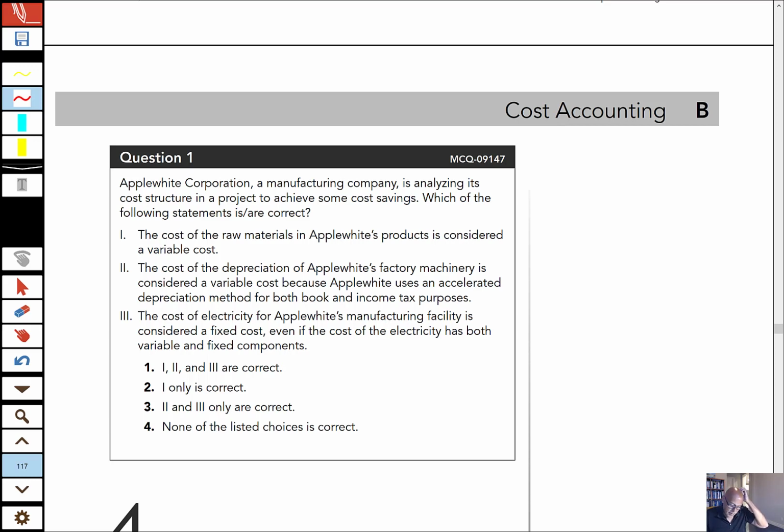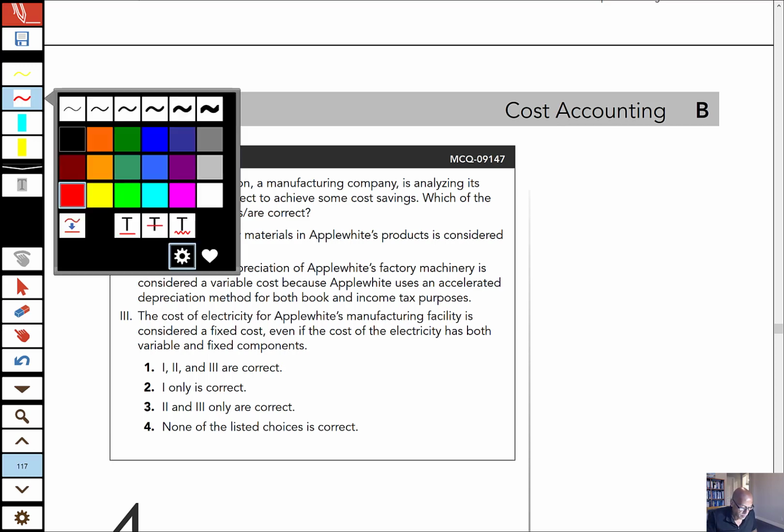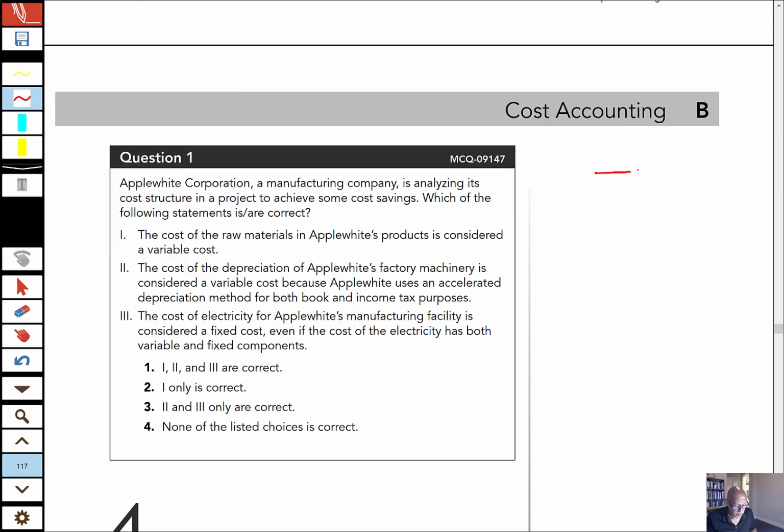Okay, and it's a little annoying when I look at these questions. Why do I have to be bothered with Applewhite Corporation? Just ask me which of the following statements is correct, okay? But you're going to have to read through that introduction as quickly as you can to make sure that you don't miss some key information that they might have buried in there. Okay, but it does get a little annoying. Who cares what the name of the company is? So anyway, let's take a look at which of the statements is true.